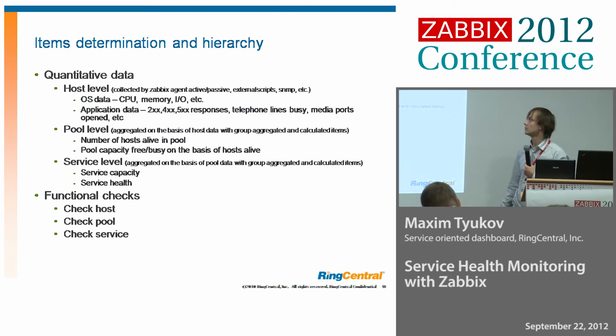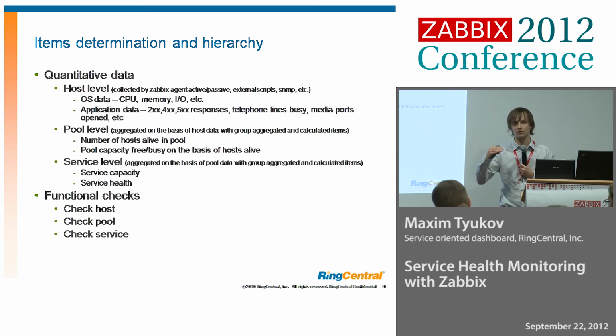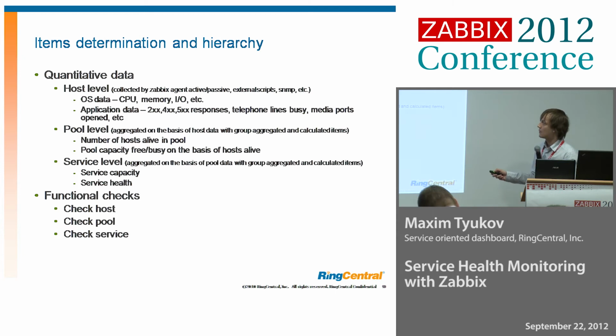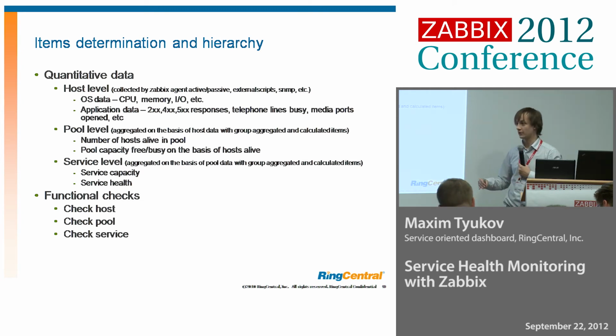And here I would like to note 2 main measures: the number of hosts alive in a pool and the capacity of the pool. The number of hosts alive in a pool can be easily calculated when you have functional checks on a host level. It is better to use binary data from them: 1 for OK and 0 for fail, and then you can aggregate this binary data to understand how many hosts are alive in a pool. In the same way, we can calculate pool capacity. For example, we can calculate the number of busy telephone lines in the whole pool using aggregated items.